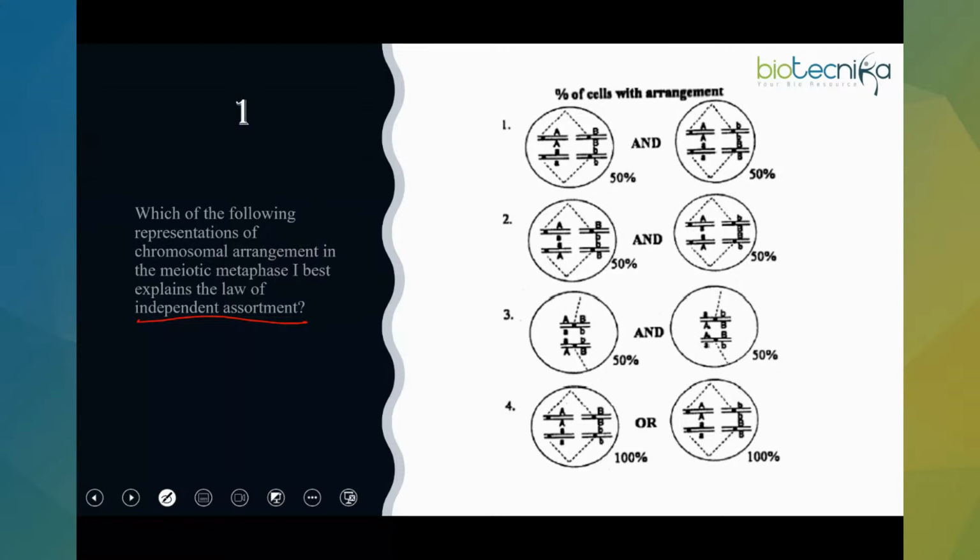There are four options given. Now this is during metaphase 1. This is the arrangement which is shown for metaphase 1. So you have to identify which explains the law of independent assortment correctly. Can we have some answers here, please?